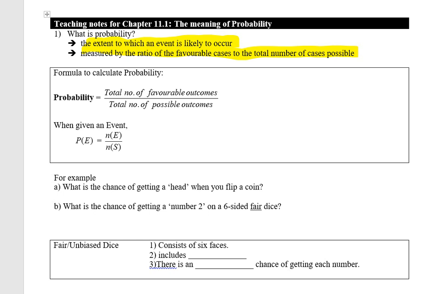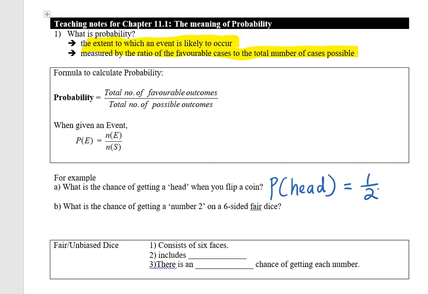What is the chance of getting a head when you flip a coin? We understand that a coin has only two sides, the head or the tail. Hence, the chance or the probability of getting a head is actually 50%, which is half.